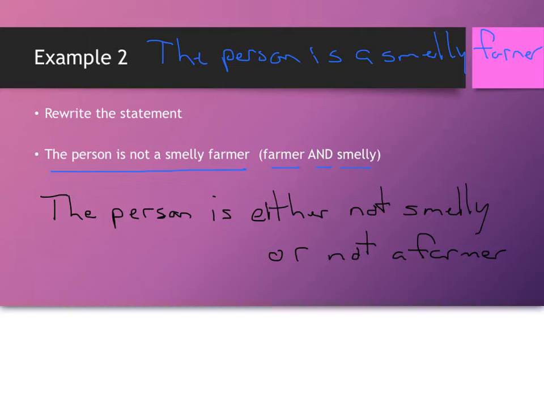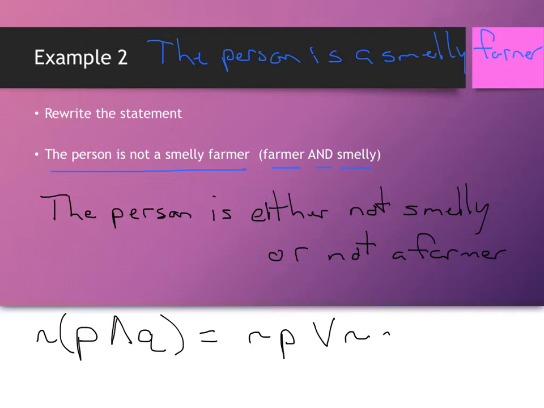So, again, what we're saying here is, if I'm negating "a smelly farmer," what I'm really saying is "not smelly or not a farmer." Not smelly farmer is the same as saying not smelly or not a farmer. Okay.